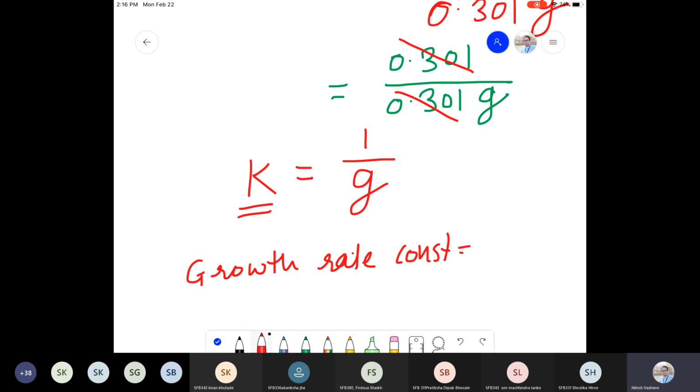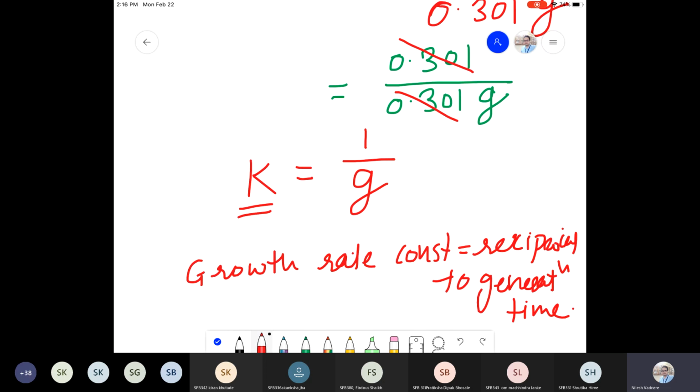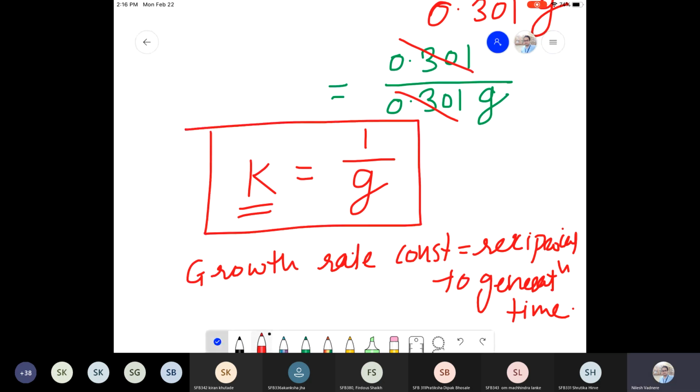We will write it as it is, reciprocal to generation time. G is the generation time. ठीक है, चलो. So we have the formula now. K is equal to 1 upon g, which gives us the relationship between the growth rate constant and generation time.